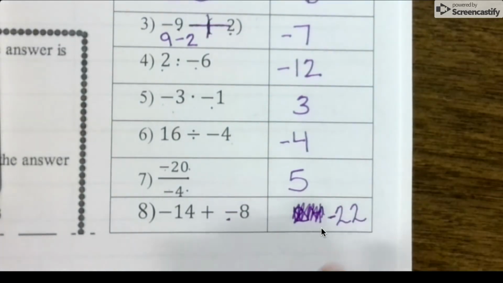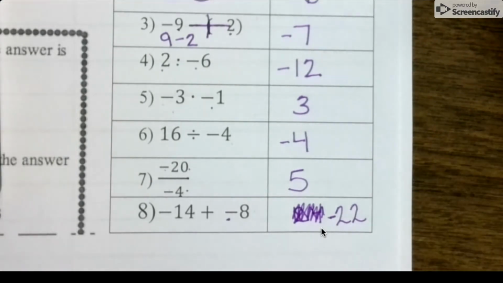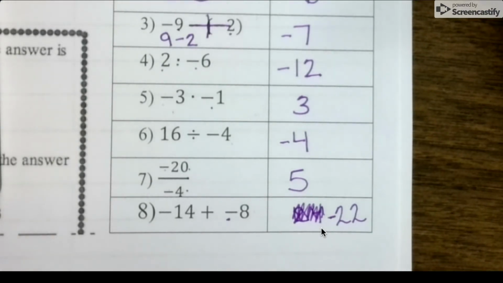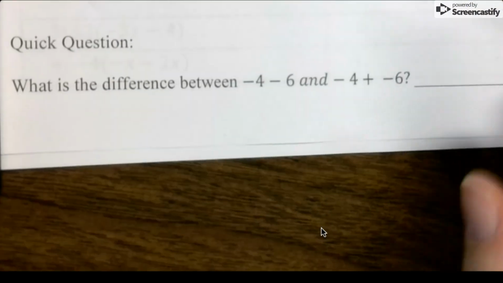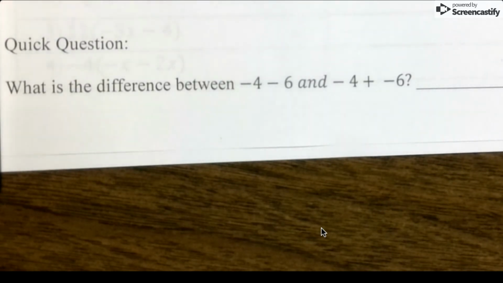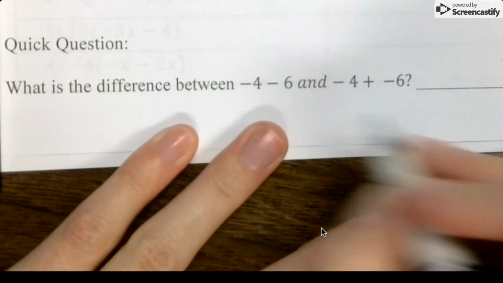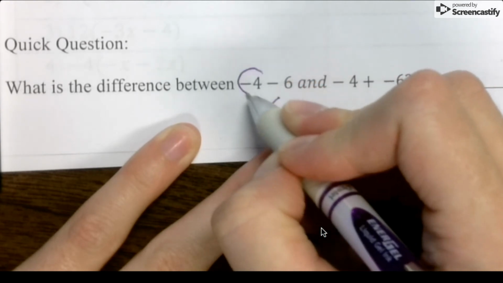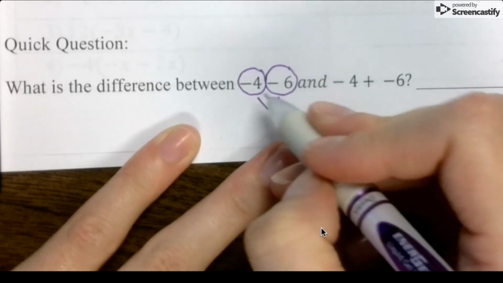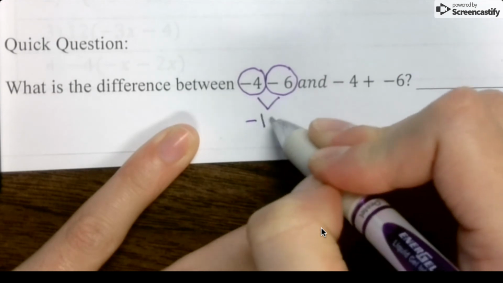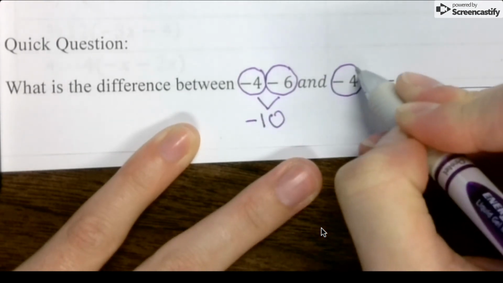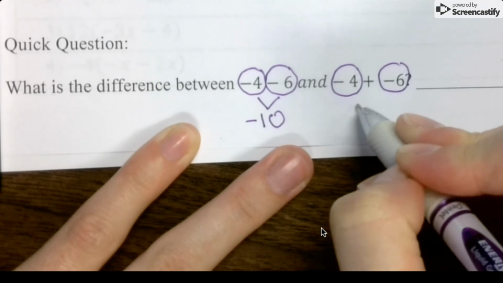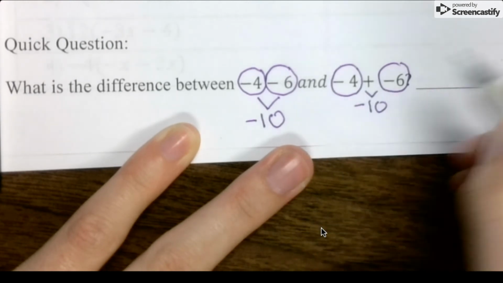All right, now at the bottom, I have a quick question because this is something that I keep getting asked, and so I want to make sure that we address it. It says, what is the difference between negative 4 minus 6 and negative 4 plus negative 6? So if I put those two together, negative 4 minus 6, they're both negatives, so I get negative 10. Negative 4 plus negative 6, I get negative 10.